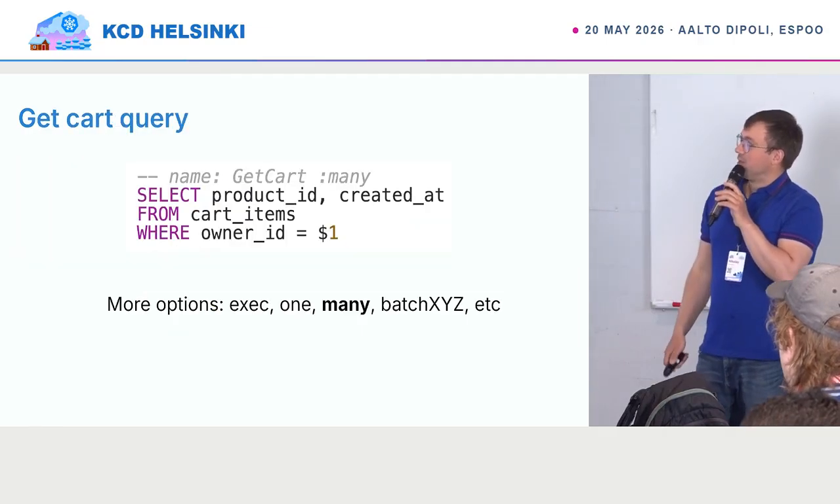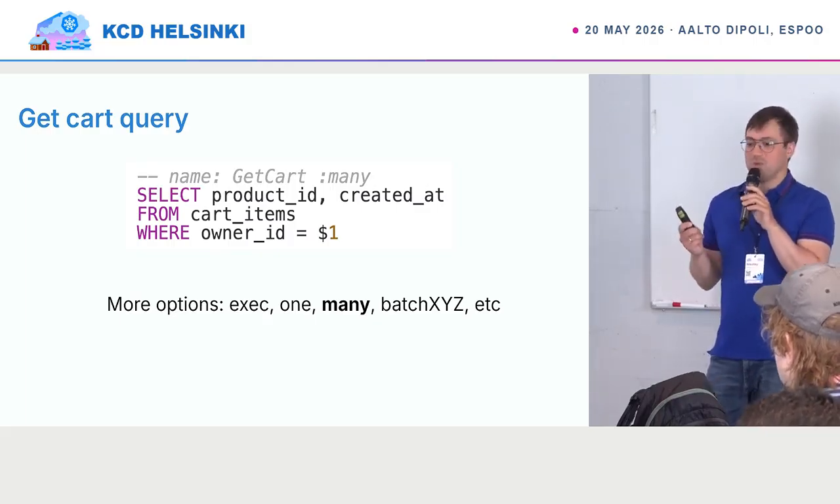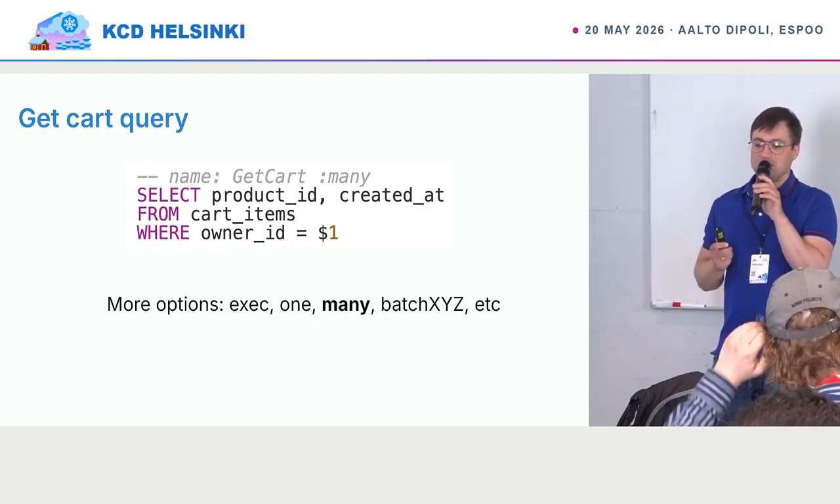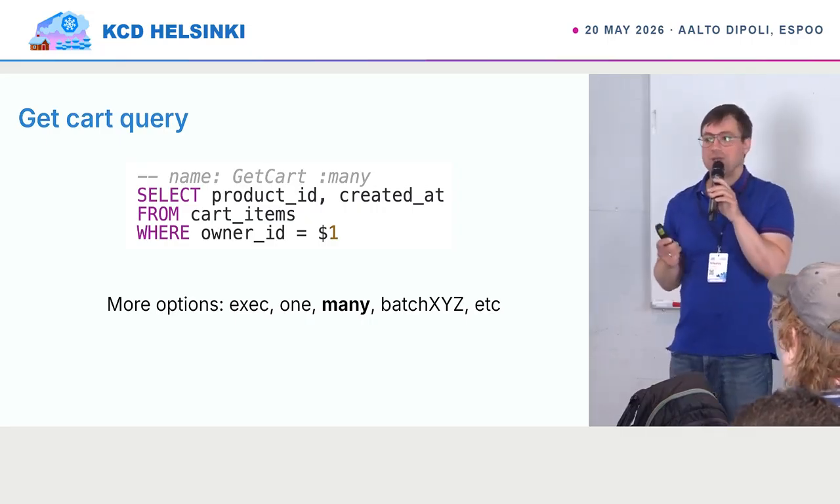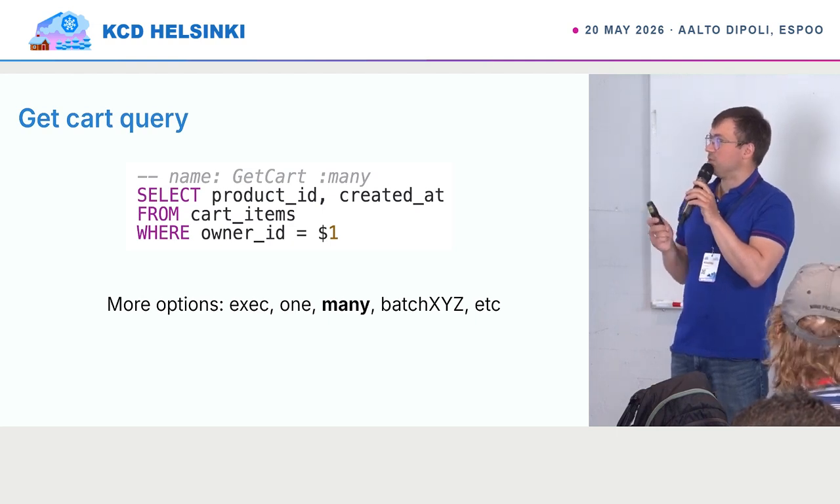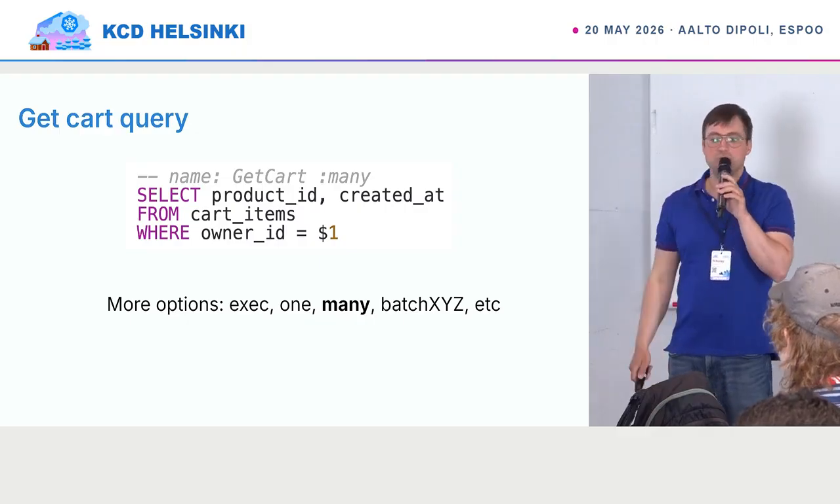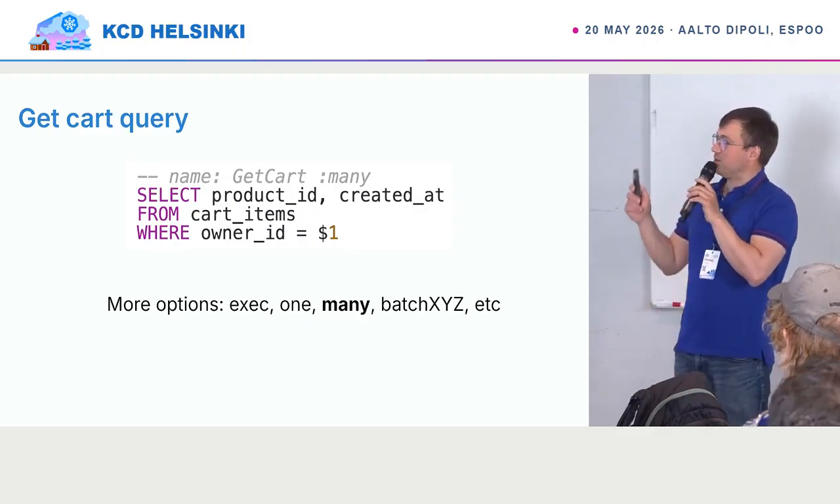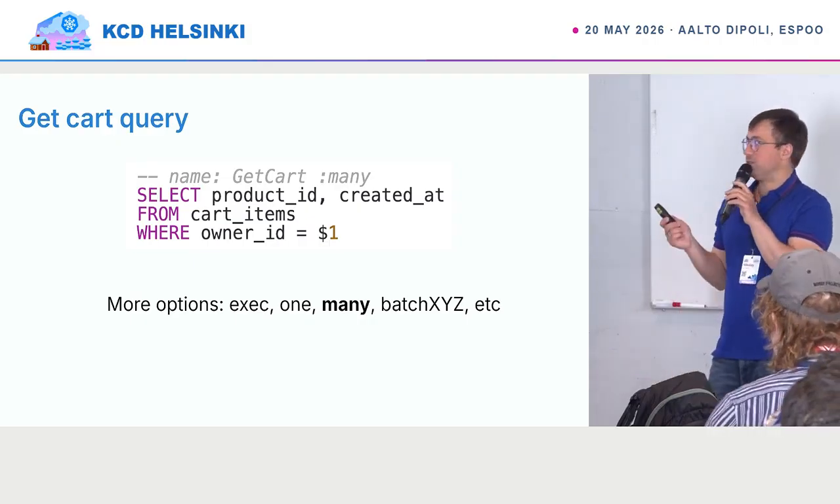So how do we start with sqlc? I imagine we want to select all the cart items which correspond to an owner, a specific person. This is how we would start with the sqlc generator. It's almost plain SQL, but on top we have a one-line annotation which helps the generator.